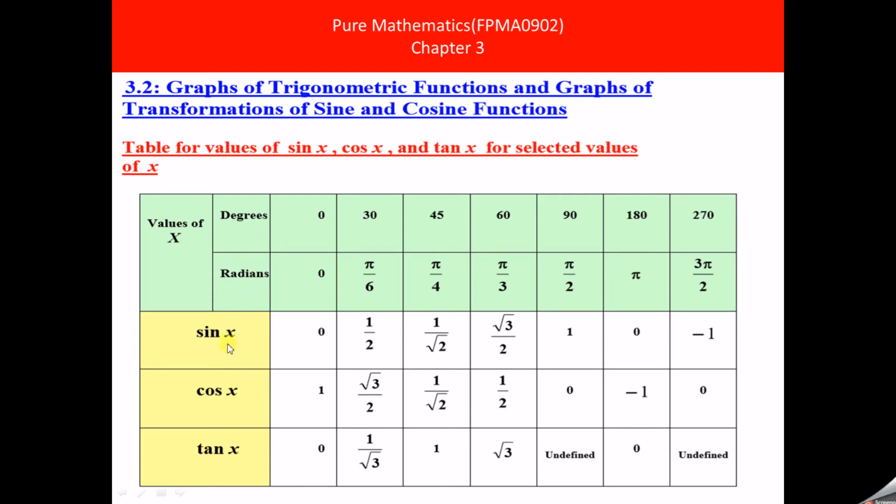For these angles, the sin x values: sin of 0 is 0. You can use calculators to verify these. Sin of 0 degrees is 0. Sin of 30 degrees is 1 over 2. Sin of 45 degrees is 1 over root 2. Sin of 60 degrees is root 3 over 2. Sin of 90 degrees is 1. Sin of 180 degrees is 0. Sin of 270 degrees is minus 1.